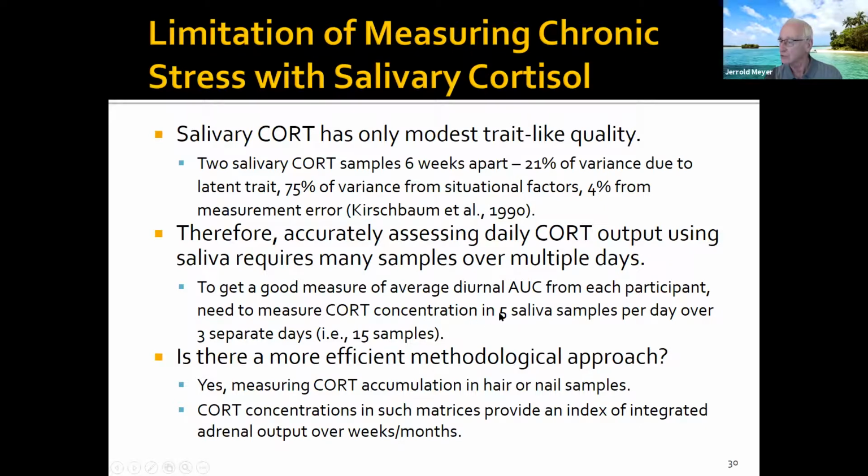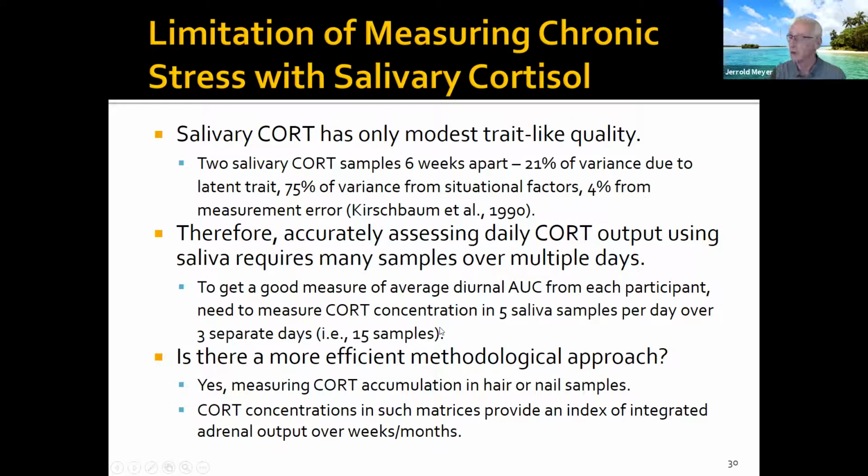So if that's what you have to do in a chronic stress study to find out whether your presumably stressed subjects are putting out more or less cortisol than your control group, look at how many samples you have to analyze. That's what I want to leave you with as one of the takeaways here.